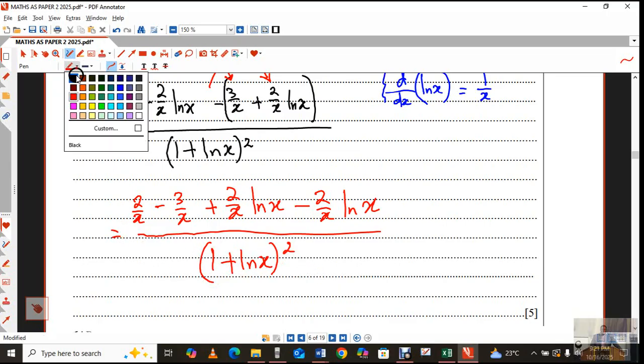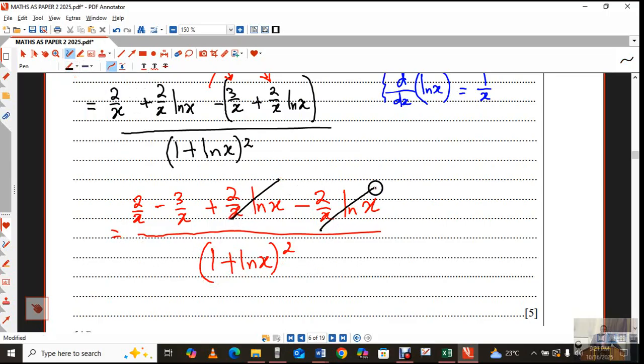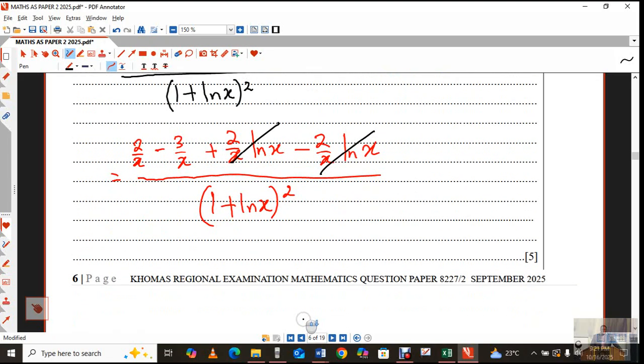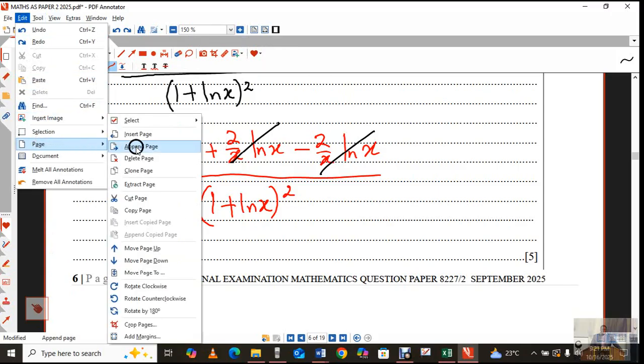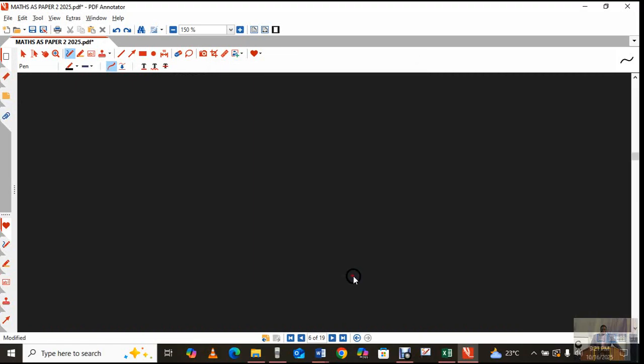Right. So as I said, this term and this term cancel. And then if you look at what you have over here, you have 2 minus 3, which is negative 1. That is like negative 1 over x. This should be divided by, perhaps I need to append a page because the space is not enough. Okay, the space is not enough. So let's do that. Let's append a page so we can work on further.